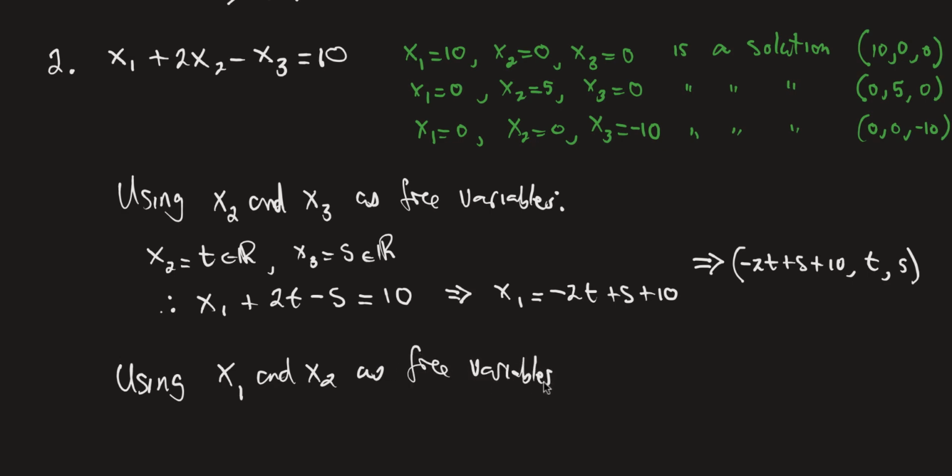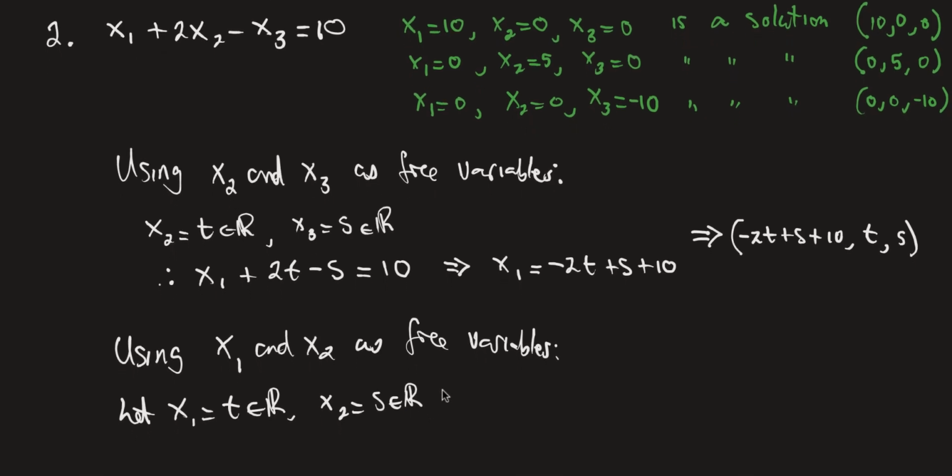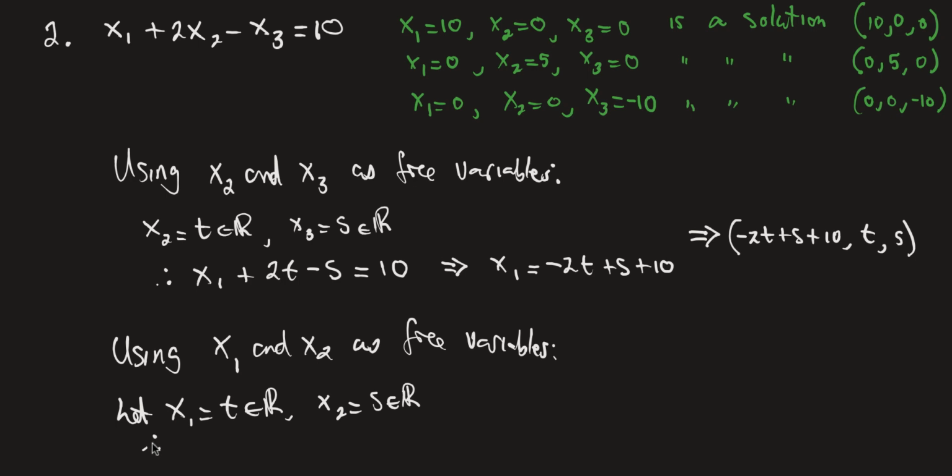So this would be an alternative solution. You wouldn't have to do both, right? But we're going to come up with an alternative way of describing all the ordered triples that satisfy this equation. So I would let x1 equal t, and then x2 equal s, and therefore I can use my algebra. So t plus 2s minus x3 is equal to 10. And then you can go through and solve this pretty easily.